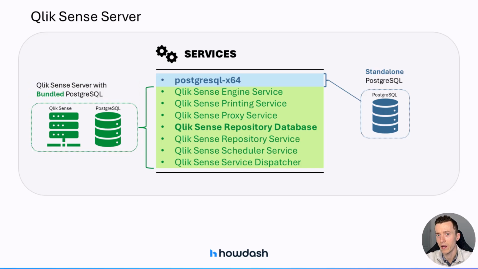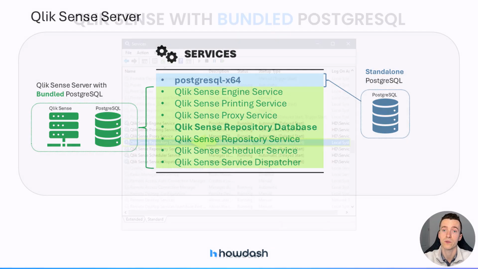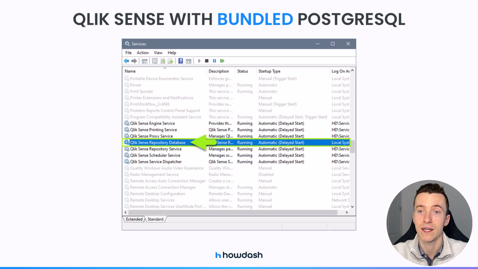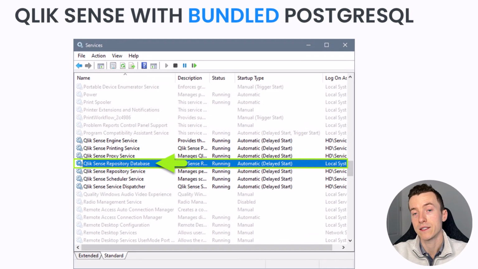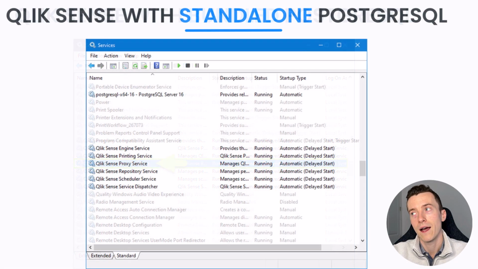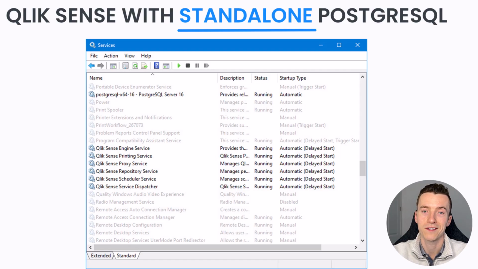The key takeaway is that you can tell whether your Qlik Sense server is using bundled or standalone installation of PostgreSQL by looking at the services you have running on your server. If you see Qlik Sense Repository Database service installed and running, that means your Qlik Sense server is using bundled installation of PostgreSQL. Otherwise, it's using a standalone installation of PostgreSQL.